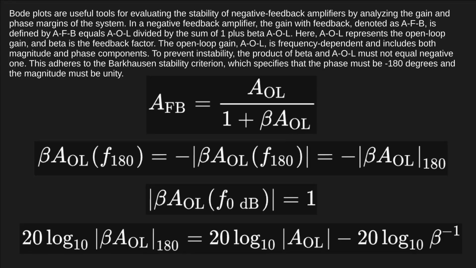Bode plots are useful tools for evaluating the stability of negative feedback amplifiers by analyzing the gain and phase margins of the system. In a negative feedback amplifier, the gain with feedback, denoted as A FB, is defined by A FB equals A OL divided by the sum of 1 plus beta A OL. Here, A OL represents the open loop gain, and beta is the feedback factor. The open loop gain, A OL, is frequency dependent and includes both magnitude and phase components. To prevent instability, the product of beta and A OL must not equal negative 1. This adheres to the Barkhausen stability criterion, which specifies that the phase must be 180 degrees and the magnitude must be unity.